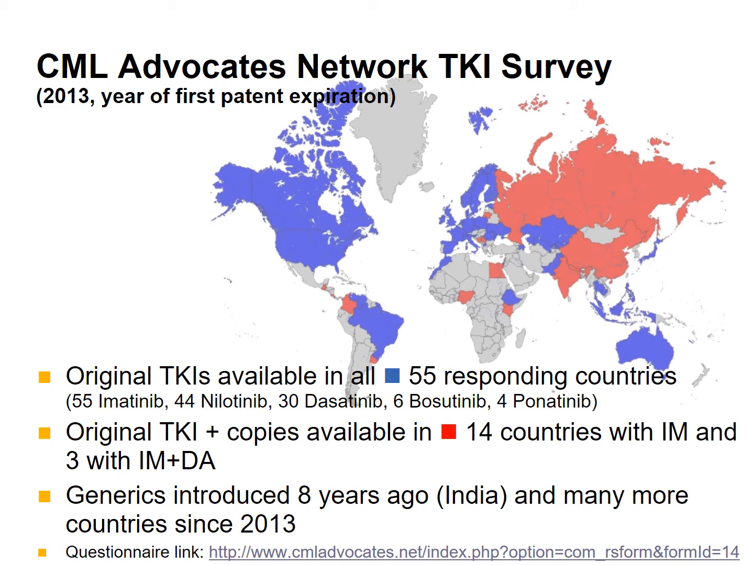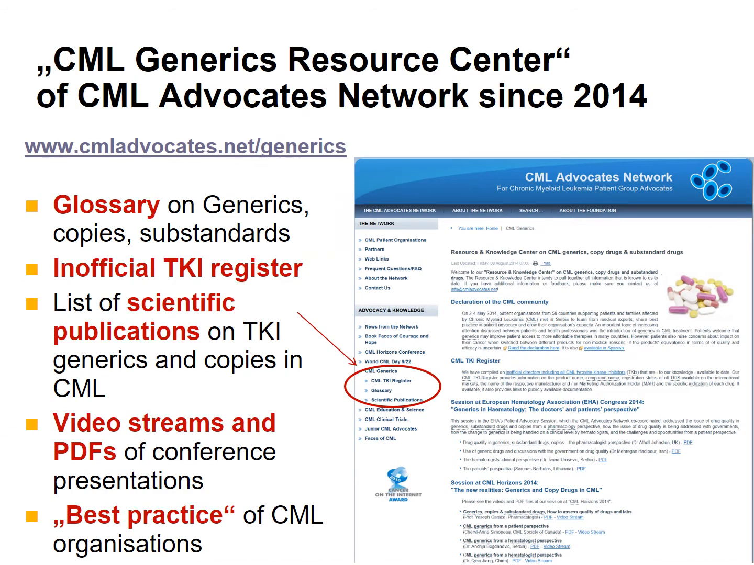So the survey we did in 2013, I highlighted that data a bit recently. You can see on the map the blue countries, including also the red ones, were the ones where original TKIs from the original manufacturers were available, and copy drugs were also available in 14 countries at that time. Interestingly, not only imatinib but also dasatinib. The generics were introduced 8 years ago in India and in many more countries since 2013. Results can be found on the link on that slide.